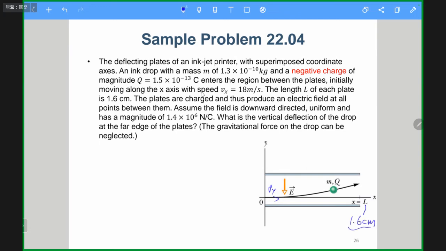The plates are charged and thus produce an electric field at all points between them, assuming the field is downward directed, uniform, and has this magnitude. What is the vertical deflection of the drop at the edge of the plate? The gravitational force on the drop can be neglected. Of course, when you calculate the gravitational force, it must be much smaller than the electrostatic force, as we have calculated something similar in the previous chapter.